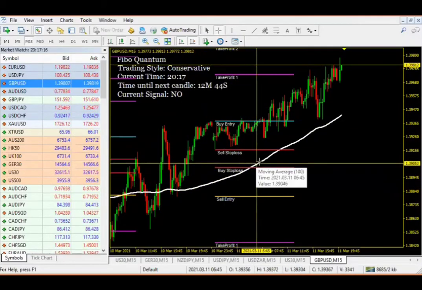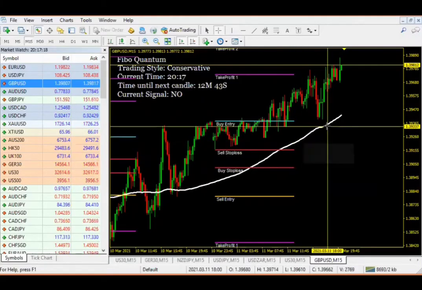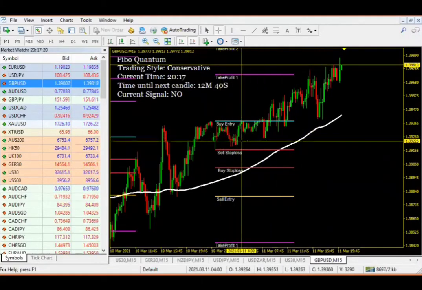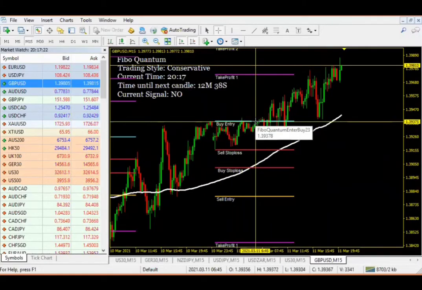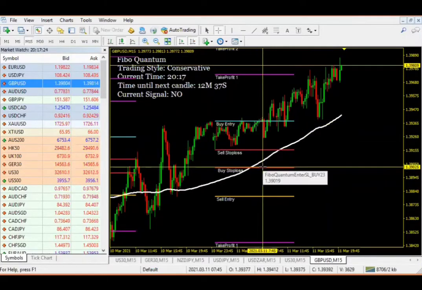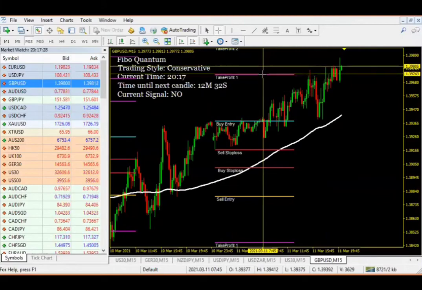Like I said, the price was above this white line. You see this white line, that's the 100 period moving average. The buy entry was triggered. All right. This is where you would put the stop loss if you were buying. That's where you'd put your take profit if you were buying.